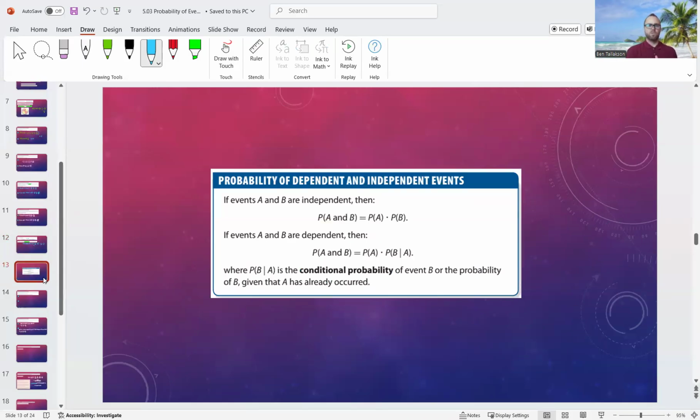So, to recap, if events A and B are independent, then the probability of both things happening is equal to both of their probabilities multiplied together. That's if they're independent. If events A and B are dependent, then the probability of both things happening is equal to this. We just worked this out. Okay?